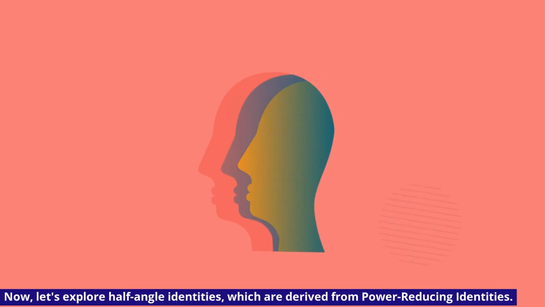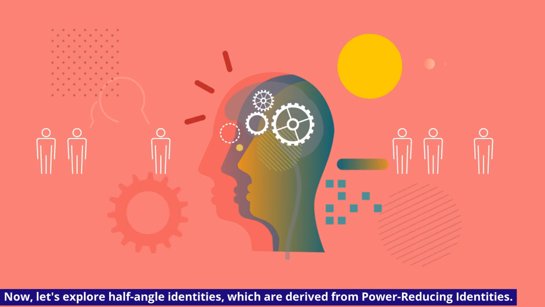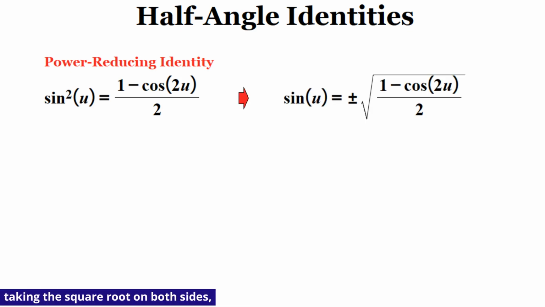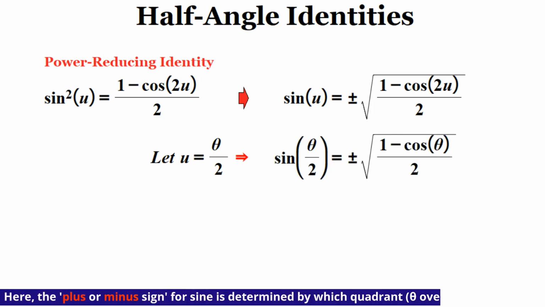Now, let's explore half-angle identities, which are derived from power-reducing identities. Starting with the sine squared expression. Taking the square root on both sides, and substituting u as theta over 2, we get the sine half-angle identity. Here, the plus or minus sign for sine is determined by which quadrant theta over 2 lies in.